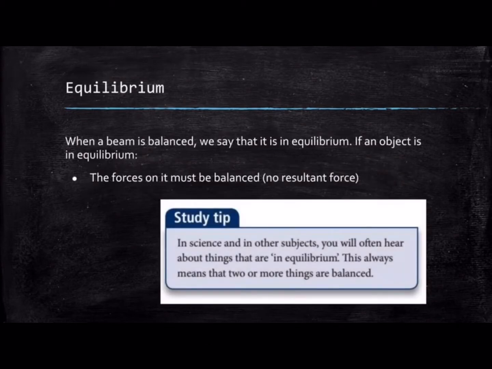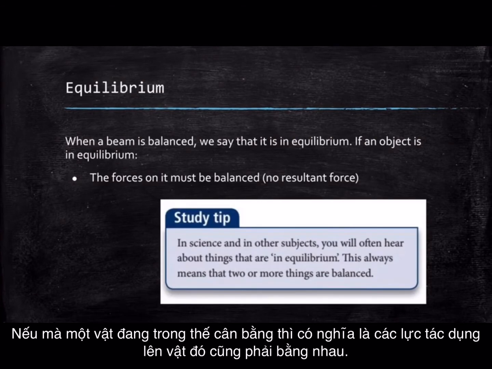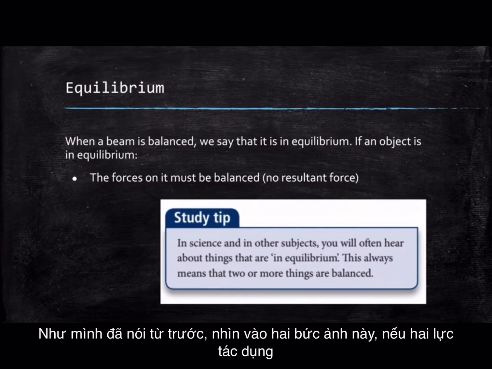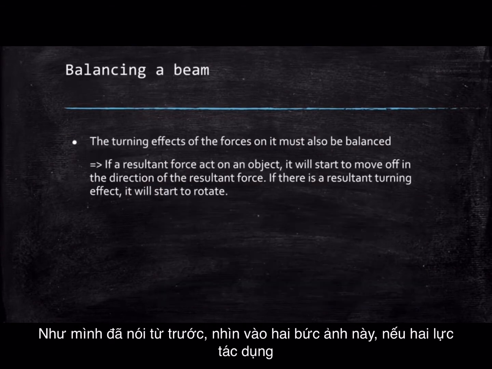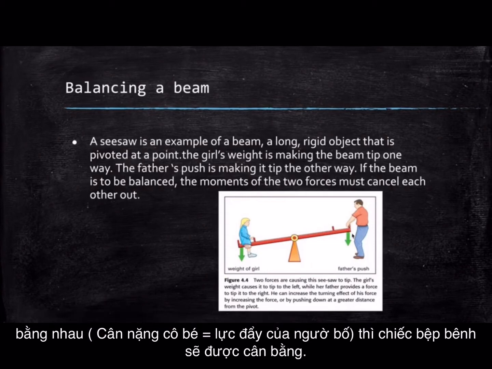Equilibrium. When a beam is balanced, we say that it is in equilibrium. If an object is in equilibrium, the forces on it must be balanced, that means no resultant force. So, as I said before, from this picture, if the two forces balance, the weight of the girl and the father's push, the seesaw will balance.